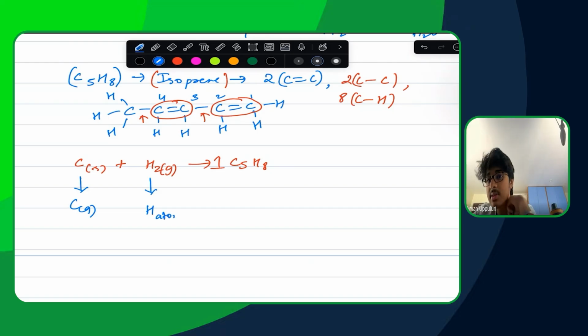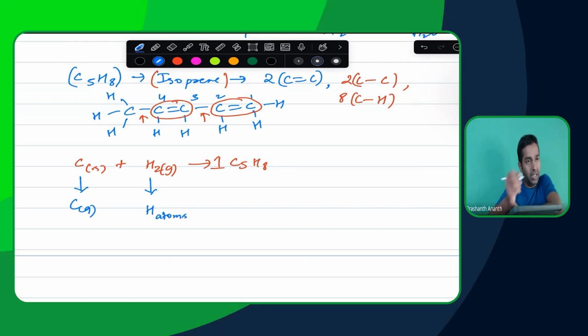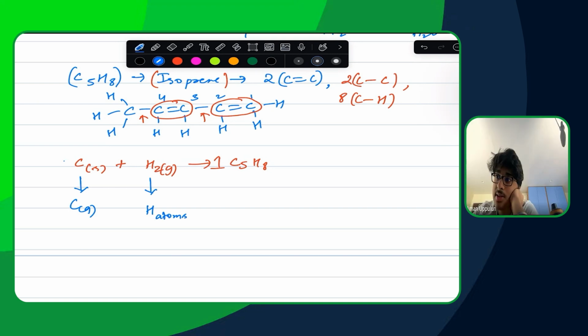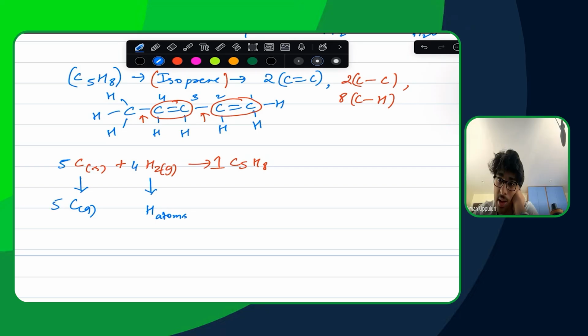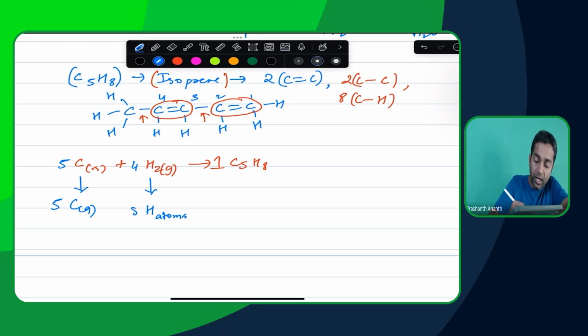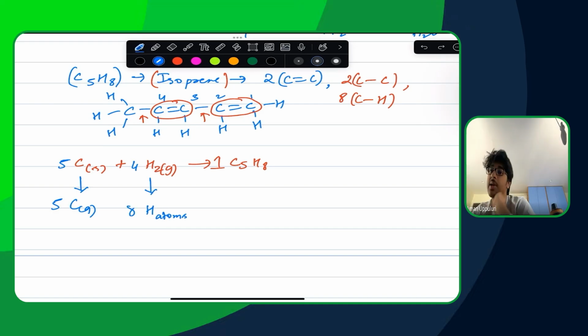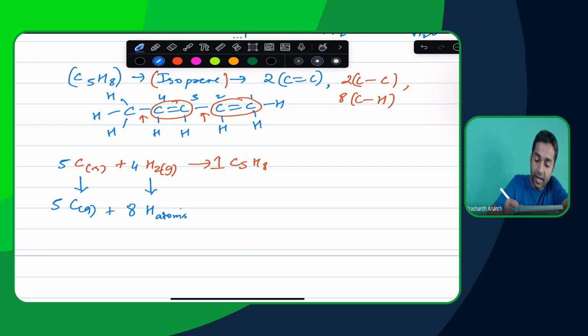We will balance, but let's look at the process, then we'll combine them all. So first, breaking of bonds: 5 moles of carbon solid should have been made into 5 moles of carbon gas. 4 moles of H2, that is 8 moles of molecule, should have been made into 8 moles of hydrogen atoms. Now we should combine these and get here.